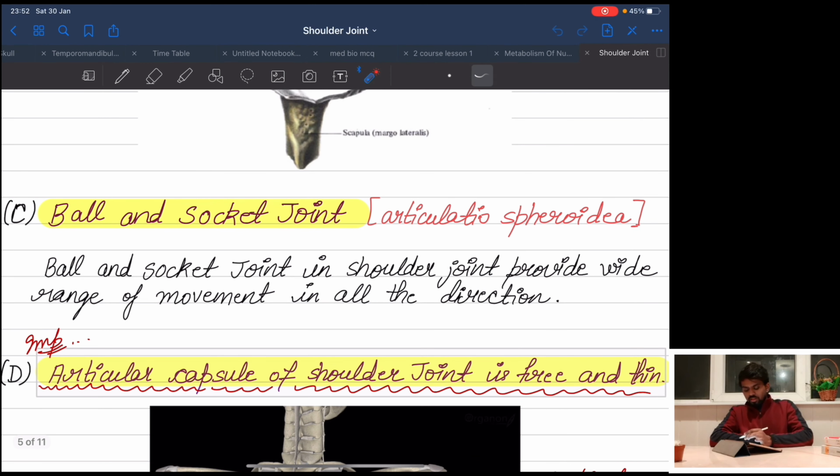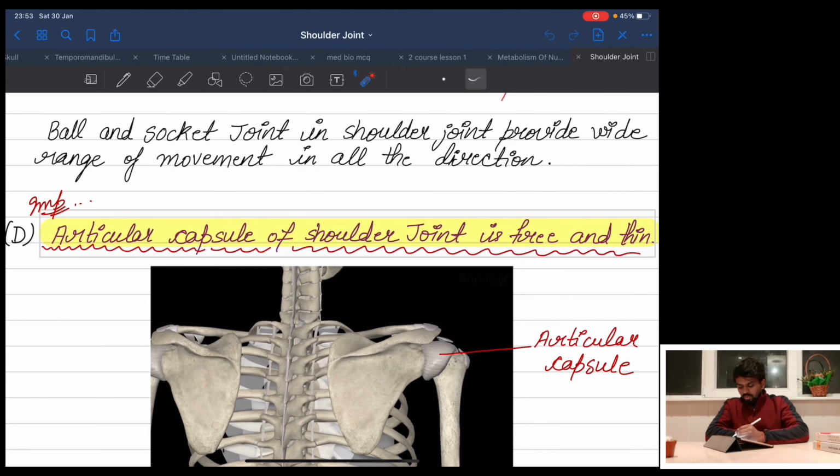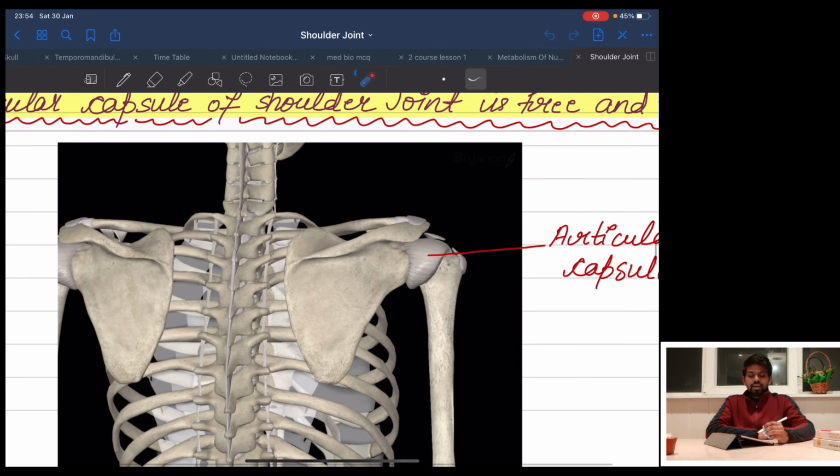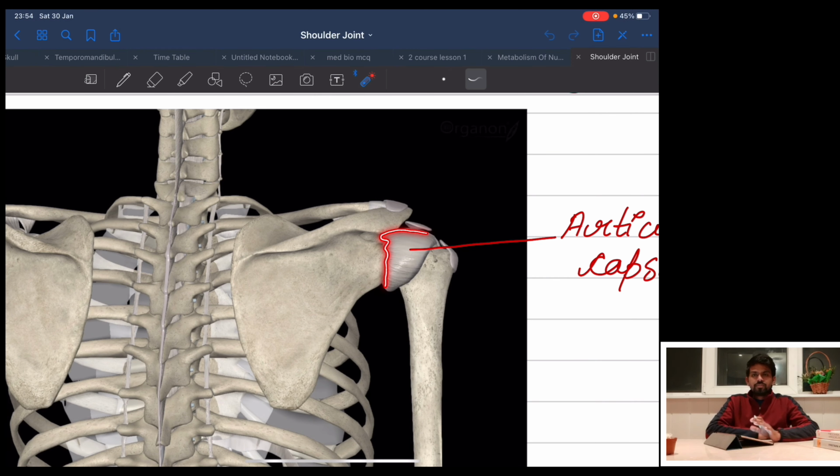Now, in the lower classes you have also studied that the shoulder joint is called a ball and socket joint. So here also the shoulder joint is called a ball and socket joint, or in Latin, articulatio spheroidea. Now the main important point in the shoulder joint is about the articular capsule. The articular capsule of the shoulder joint is free and thin. This is the main point, and this question can arise in your exam. So remember this point. You can see the articular capsule here.